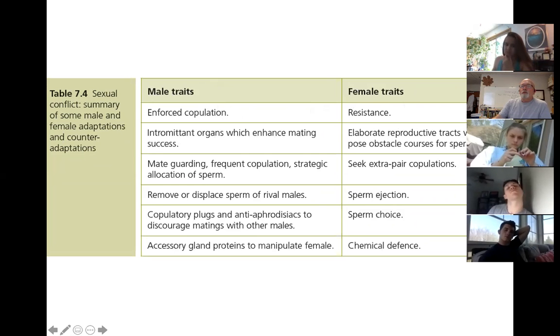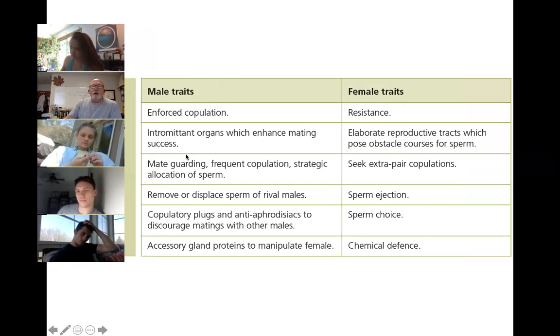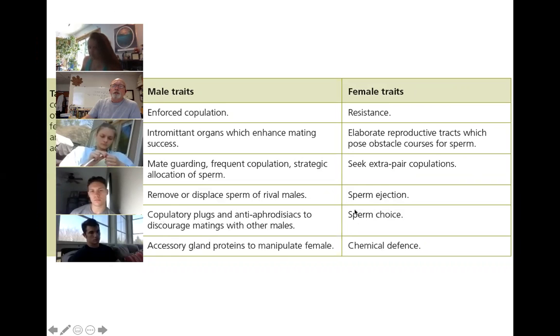Females may have evolved elaborate reproductive tracts that pose obstacles for sperm to reach the eggs. To counter male guarding and frequent copulation, females will seek extra-pair copulations. Removal or displacing sperm: sometimes females can just eject the sperm that they've received from the male. Even if you give a female a copulatory plug, she can actually internally exercise sperm choice.